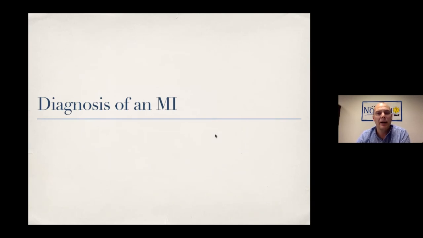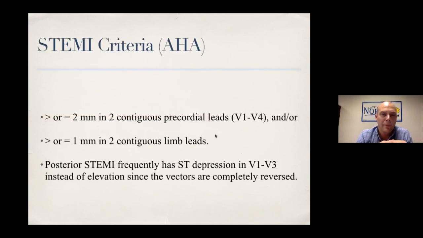So, diagnosis of an MI. Typically the AHA criteria for diagnosing on an EKG depends on where the actual infarct is located, whether it's a horizontal lead or a frontal lead. What they typically recommend is 2 millimeters in two regions of the same portion of the heart on the horizontal leads, V1 through V4. So if you have the same findings in two leads that are right next to each other in the same portion of the heart on the horizontal leads, that's indicative of a likely MI.